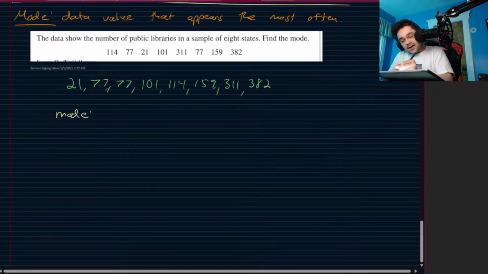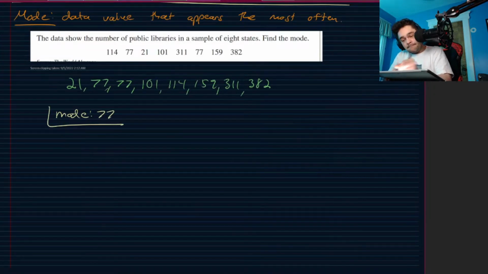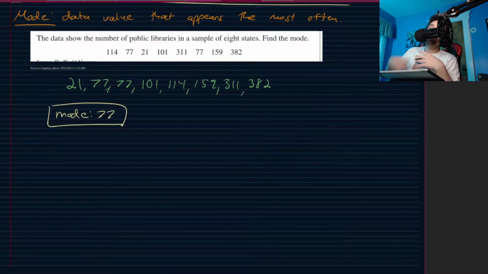But say 159 appeared twice as well, then there would be two modes, 77 and 159. So there can be multiple modes. They just have to appear the same number of times, aka the most number of times. Because remember, the mode is the data value that appears the most often.